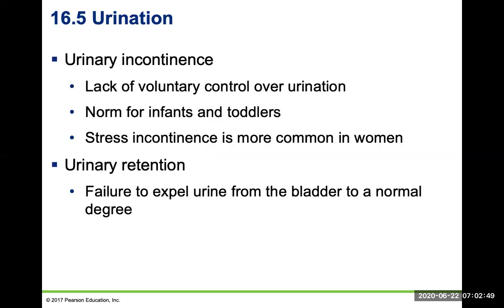Urinary incontinence is lack of voluntary control over urination. It's very normal for infants and toddlers. Stress incontinence is more common in women, and urinary retention is the failure to expel urine from the bladder to a normal degree.